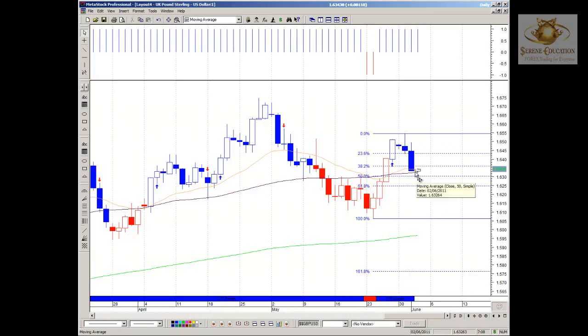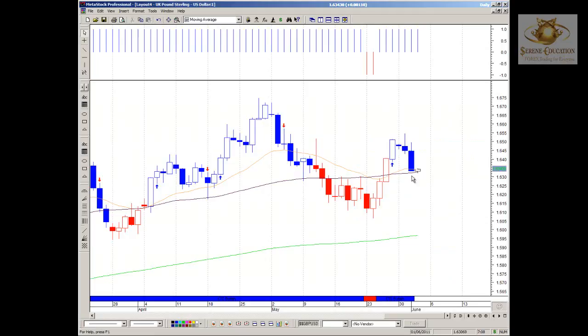So what do we need to see? Well, we'd like to see price finding support at this in order to see a potential upside movement. Failure to find support at this area here would definitely give us an indication we're going to see further downside movement.